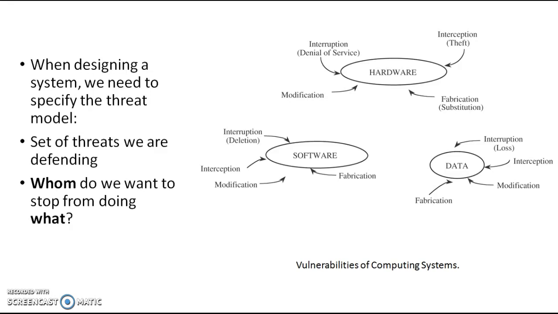The next one is about the software. The interruption can be like deletion of the software, uninstallation of the software, or the corruption of the software. Second can be interception, modification and fabrication. The most important thing is the interruption of the software. In the data, it can be interruption, the loss of the data, interception of the data, modification and fabrication. So these 4 threats are involved in these 4 categories.